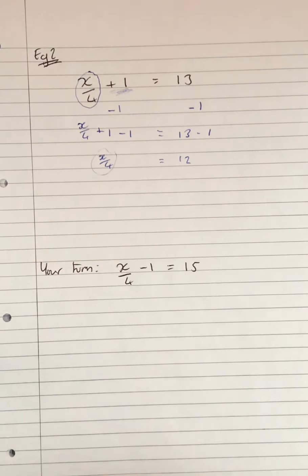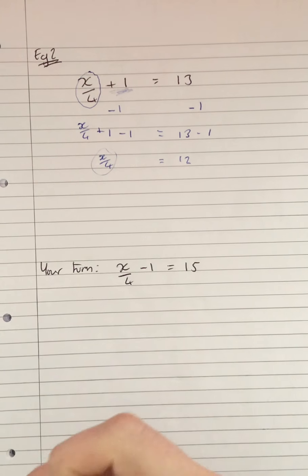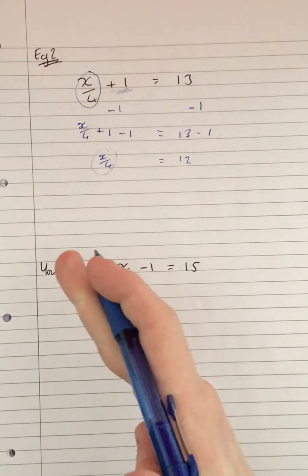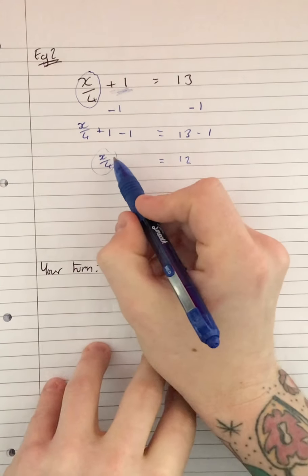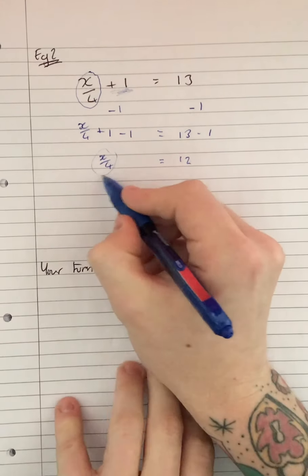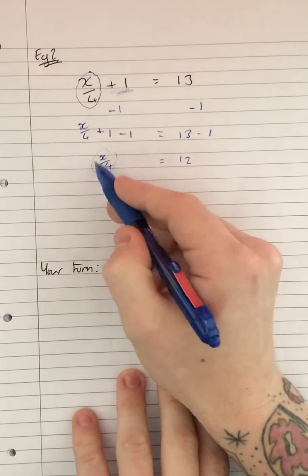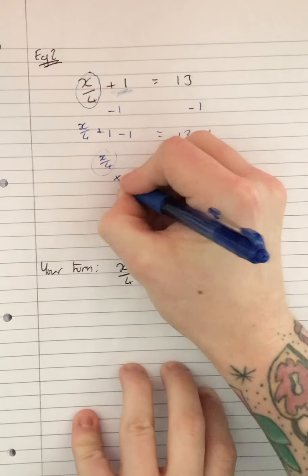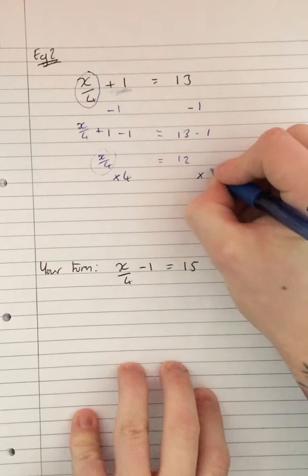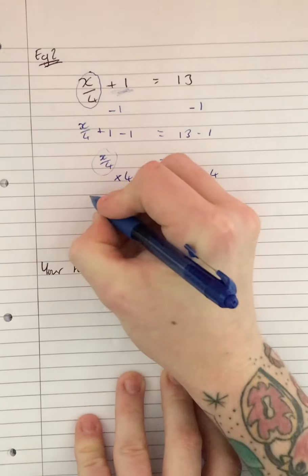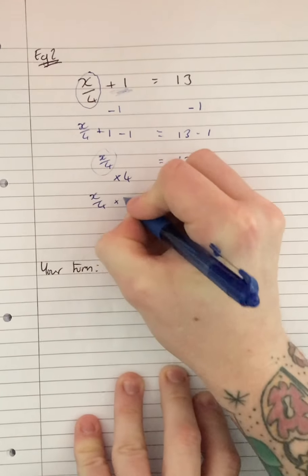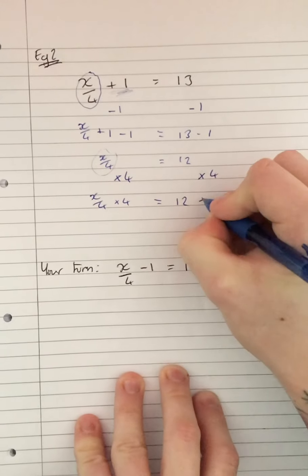Dividing this by 4 won't leave you with 1x, okay? It would actually leave you with x over 16, but we don't need to get into that now. We want to get to 1 whole x. We've currently got x shared into 4 equal parts. We need all 4 of those equal parts, so we're going to multiply by 4. So you get x over 4 times by 4 is equal to 12 times by 4.